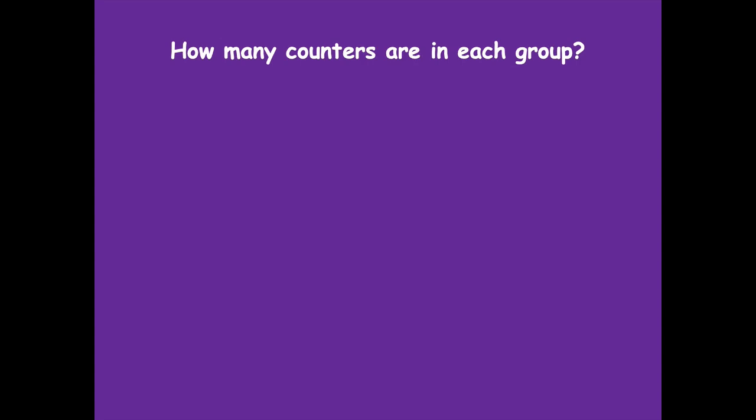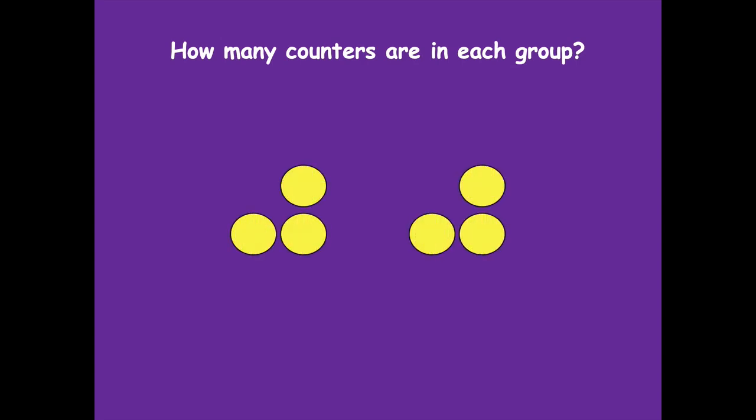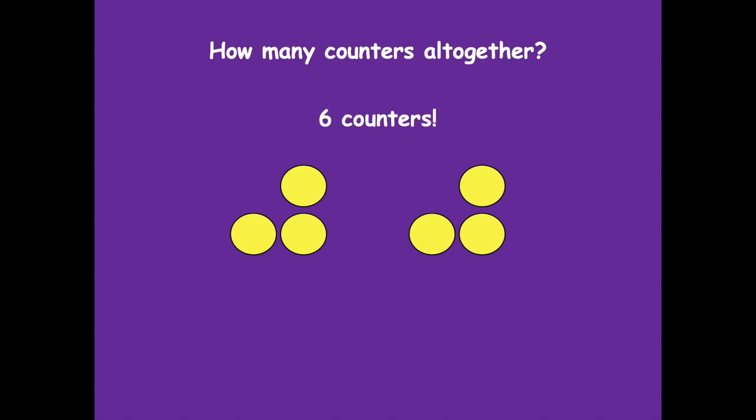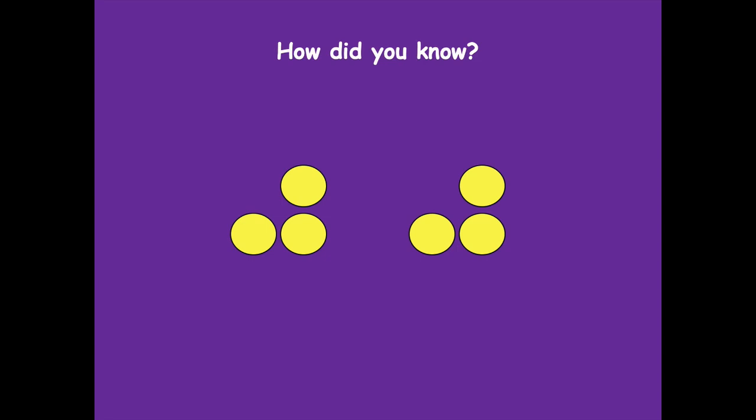All right, friends, so how many counters are in each group? Yeah, 3 counters. How many groups? 2 groups. How many counters altogether? 6 counters. How did you know? You counted, right? Or you did 3 plus 3 equals 6.